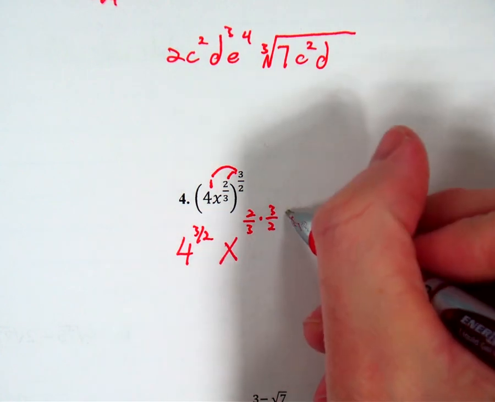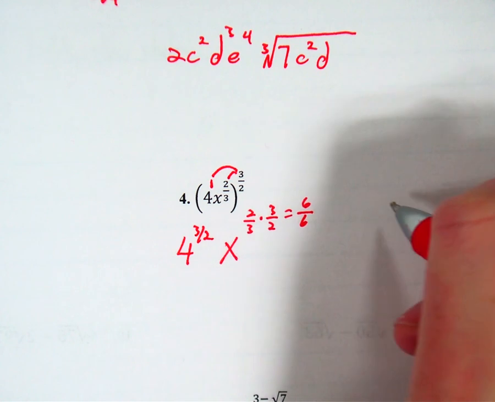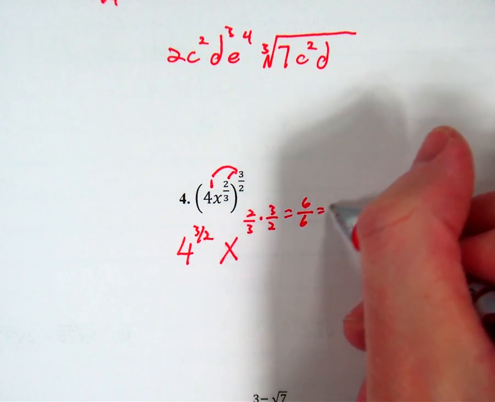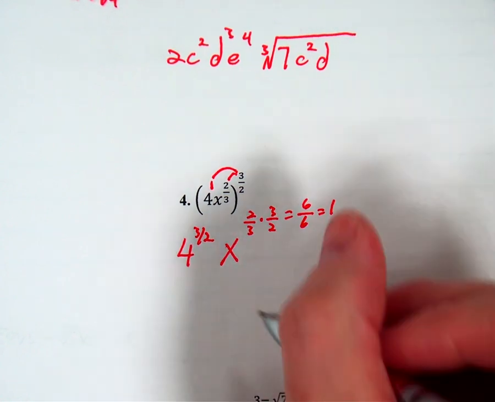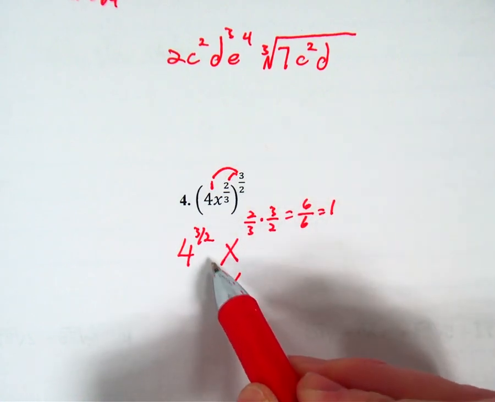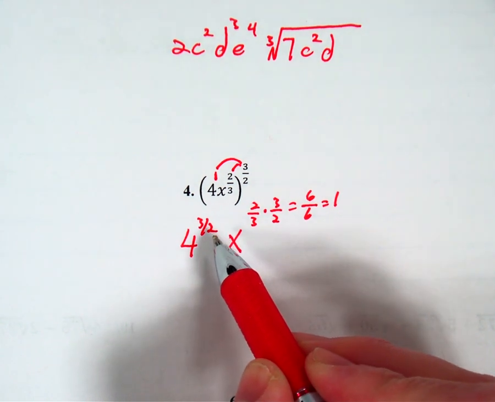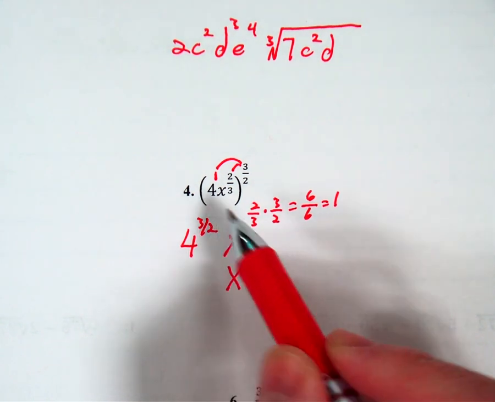What's 2 times 3 on the top? 6. What's 3 times 2 on the bottom? 6. And 6 divided by 6 is going to be x to the 1st power, or just x. Now 4 to the 3 halves. This is going to be a little bit tricky. Remember we talked about our fraction exponents.